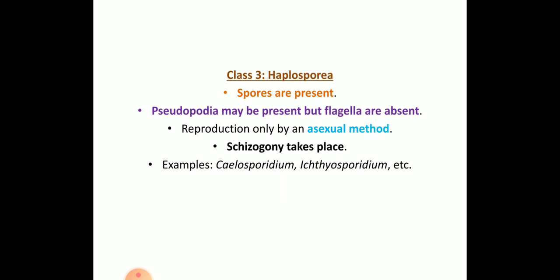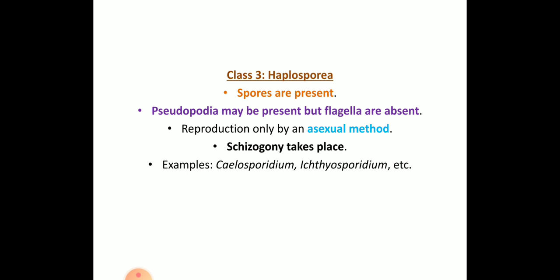Toxoplasma is the example. Next, coming to class Haplosporiae. Here spores are present. Pseudopodia may be present, but flagella are absent. And reproduction takes place only by the asexual method.